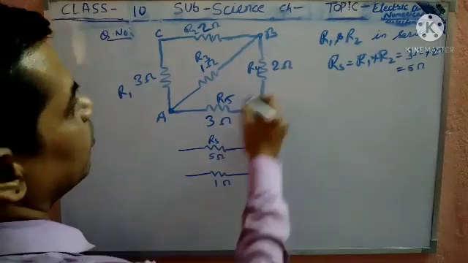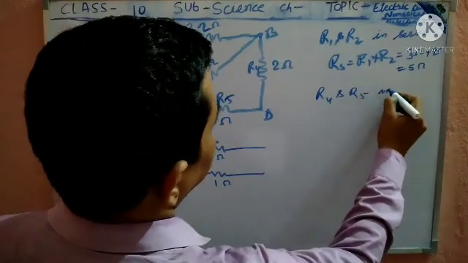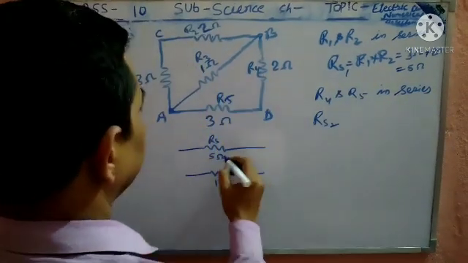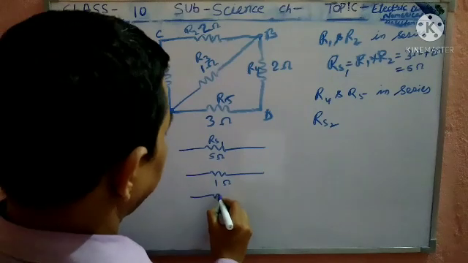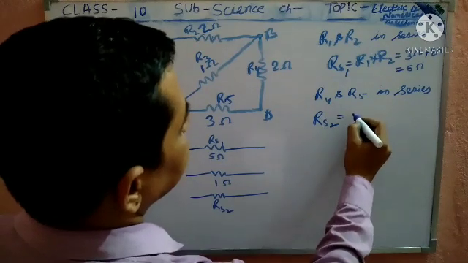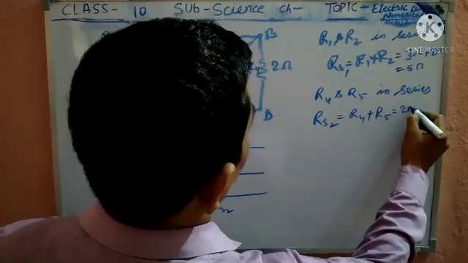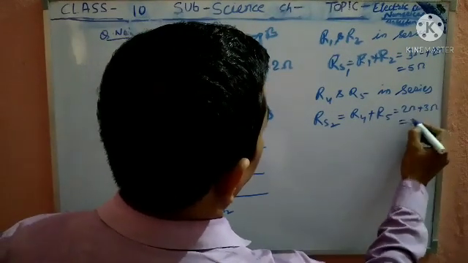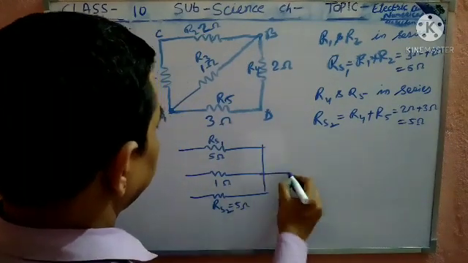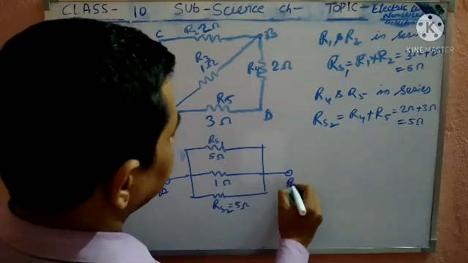Now these 3 ohm and 2 ohm, R4 and R5, are in series. So Rs2 equals R4 plus R5, that is 2 ohm plus 3 ohm, which is 5 ohm. So this is also 5 ohm. These are in parallel combination between A and B.